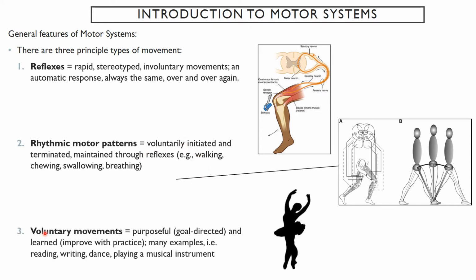And then, of course, there are voluntary movements. So these are purposeful, goal-directed, and learned movements. They improve through practice. We're going to spend a lot of time talking about this, some of it today, but in the next several lectures, we're actually going to talk about how the brain directs goal-directed behavior and learns goal-directed voluntary movements.